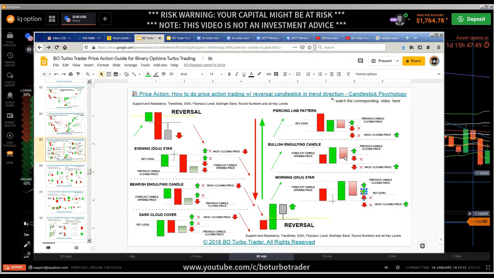That is what I have explained here when we are talking about wick closing price. Yes, wick closing price. That is important, that the wick is like if it would close there. Yes, but the distance has not to be too much. That is what I have explained also in the BOTT price action Bible.